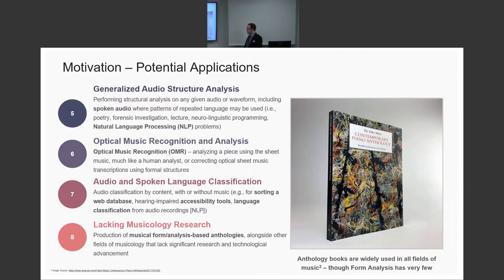So optical sheet music recognition, which is analyzing a piece using the sheet music, much like a human analyst, or correcting optical sheet music transcriptions using the formal structures. We also have audio and spoken language classification. So we could do audio classification by content with or without music, such as for sorting a web database, or for hearing impaired accessibility tools, or language classification from audio recordings. So something like Google Translate, being able to classify what language a person is speaking, or something along those lines.